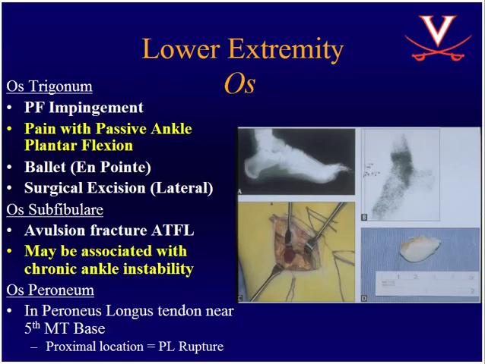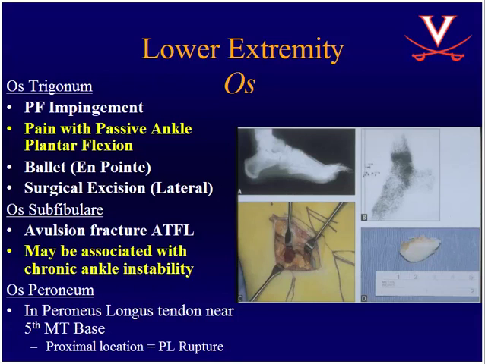Well, the key here is the os trigonum. This occurs when you're a ballet dancer on your tiptoes, which is called en pointe. And if it fails conservative management, then you can excise it. Os subfibulaire is just a little piece of bone off the fibula, subfibulaire. Its only significance is that it has association with chronic ankle instability because it probably wasn't involved in the ATFL in the first place. And so it's associated with ankle instability.